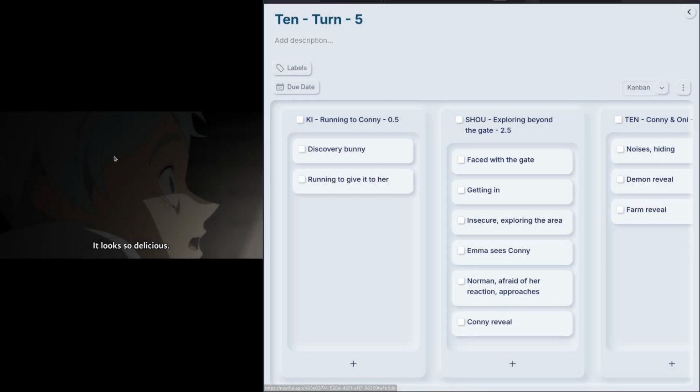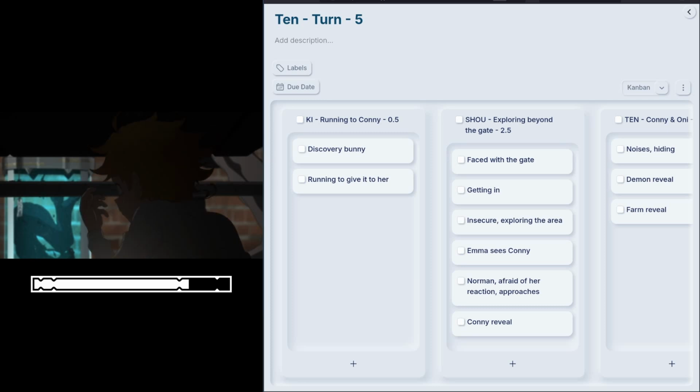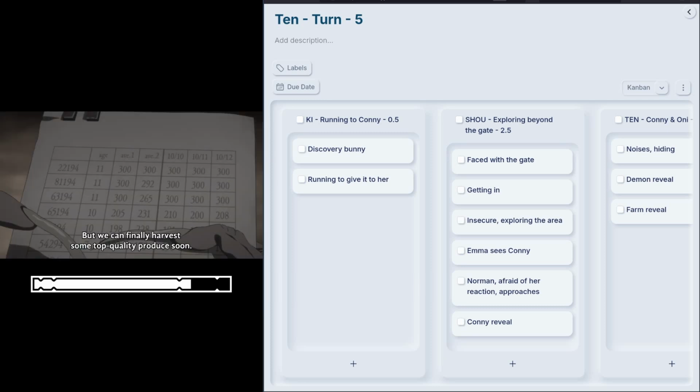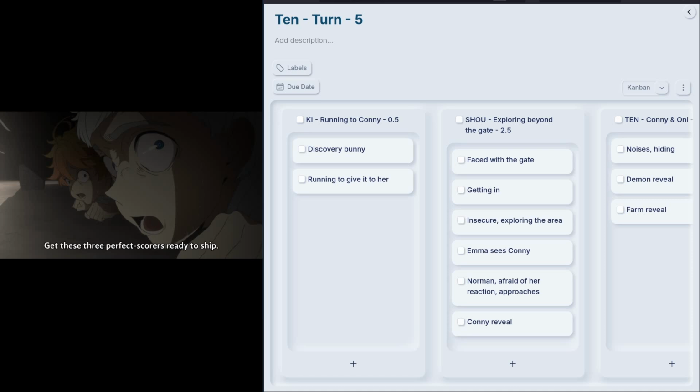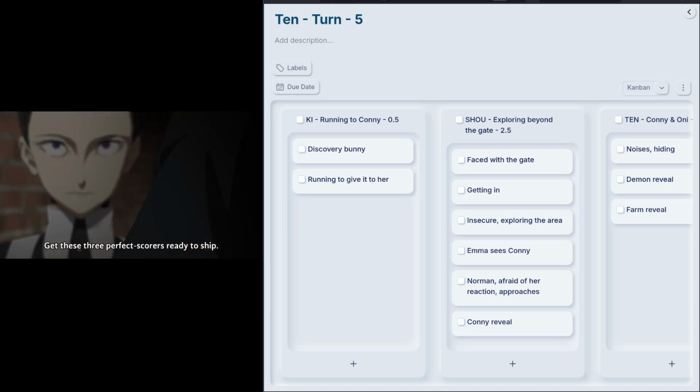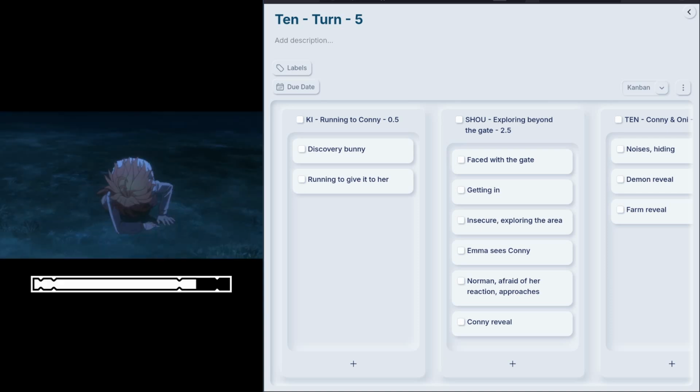All right, so we have this. And then we have, the reveal is great. Oh my God. And then we have Isabella. It's another reveal of how bad she is. You see that? The person they trusted so much is evil. Very, very good.